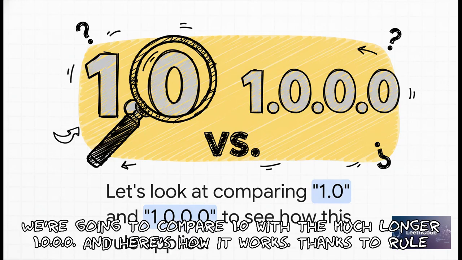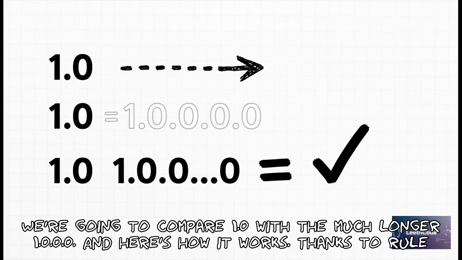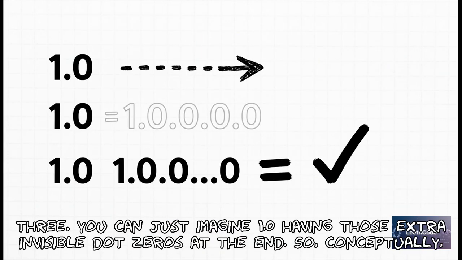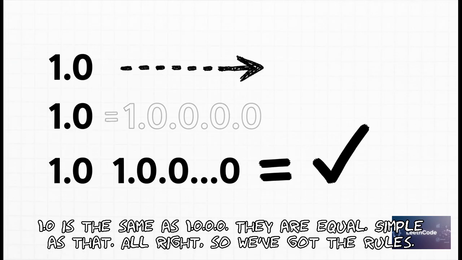We're going to compare 1.0 with the much longer 1.0.0.0. And here's how it works. Thanks to Rule 3, you can just imagine 1.0 having those extra invisible dot zeros at the end. So conceptually, 1.0 is the same as 1.0.0.0. They are equal. Simple as that.